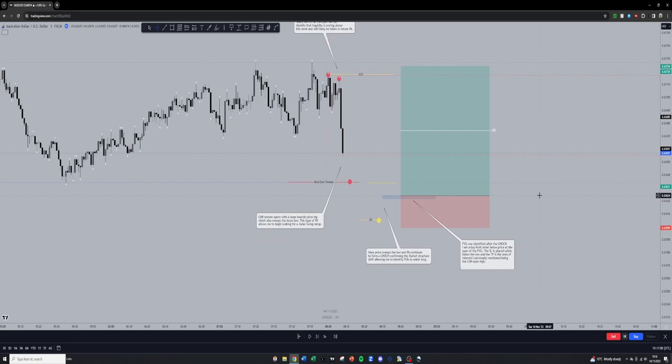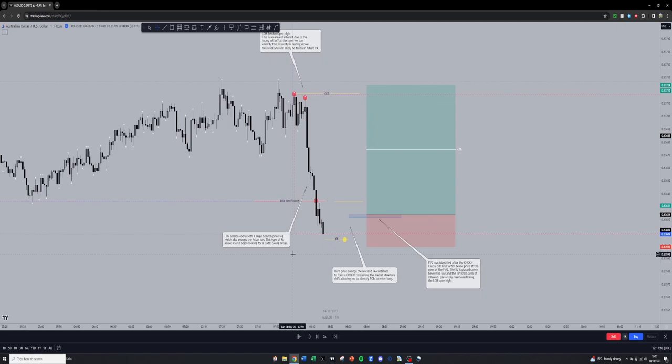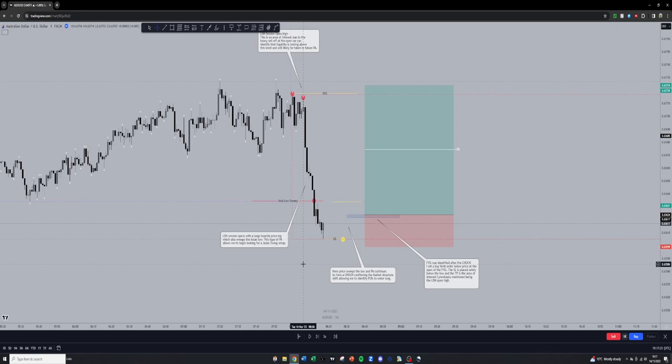So we'll play it forward more. There you are. So this candle at 8:12, 12 minutes past 8, sweeps the Asian low. So we continue on price action. So London session's open, large bearish price leg, which sweeps the Asian low, and this is the type of PA which allows me to begin looking for a Judas swing setup.